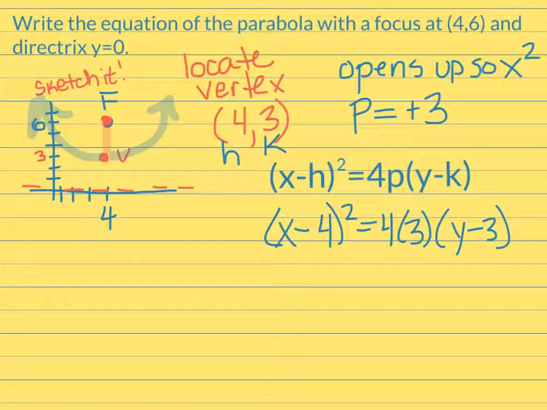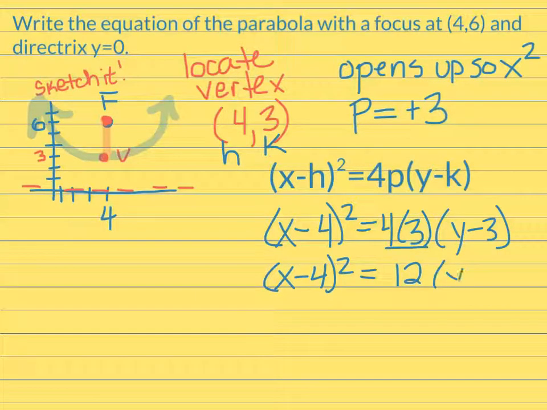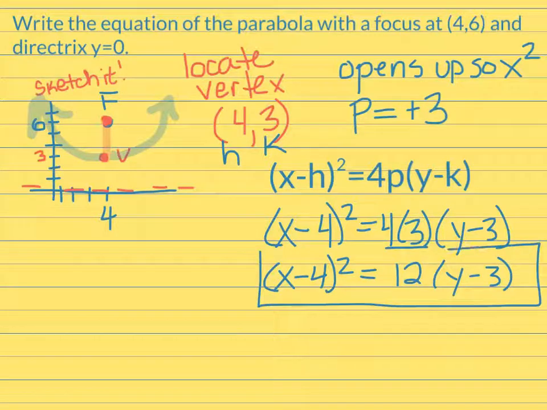Alright, and then some teachers have you put the 4 and the 3 together and some don't. I'm going to go ahead and have you put it together. So we'll do (x minus 4) all squared equals 12 times (y minus 3). You see, we just located the parts, figured out what each letter was, and then filled in the blanks.